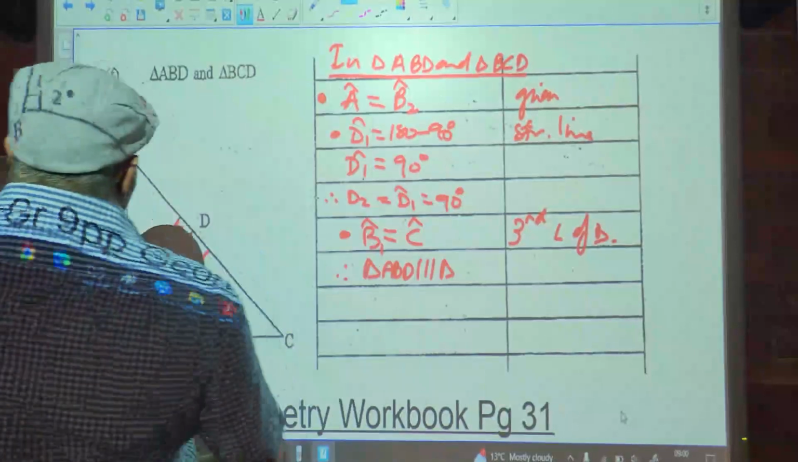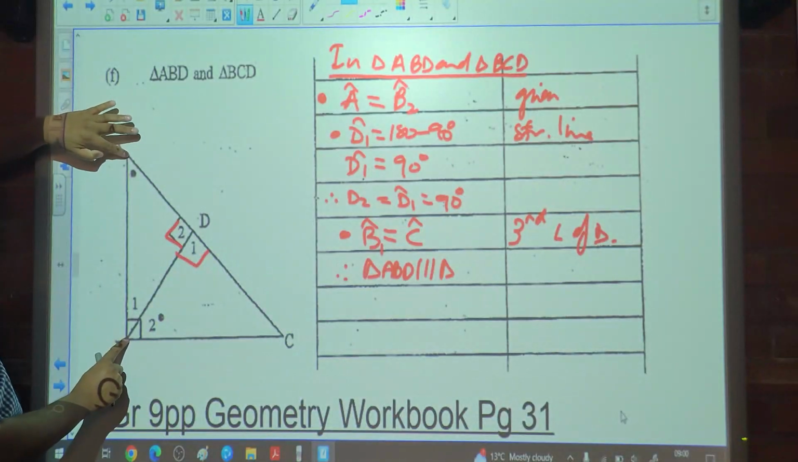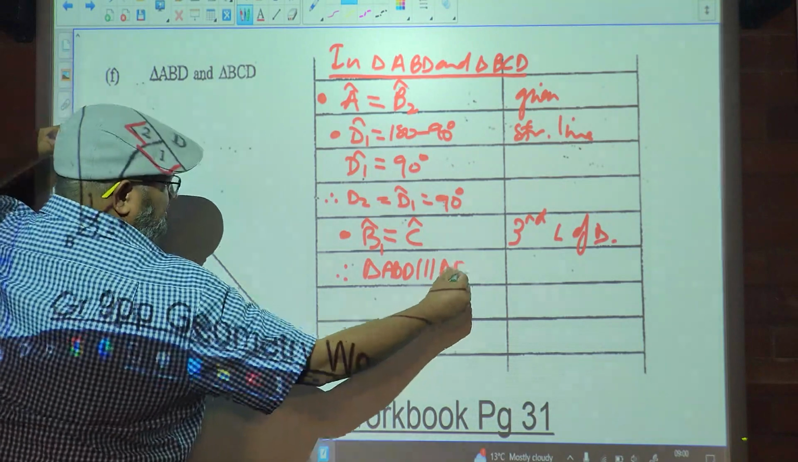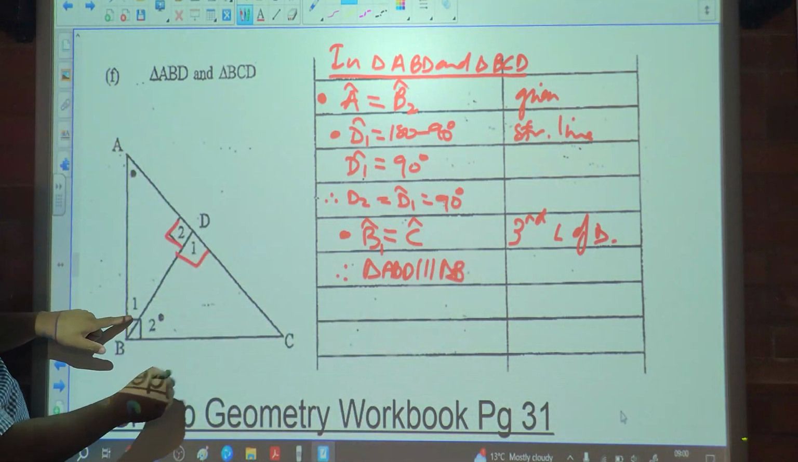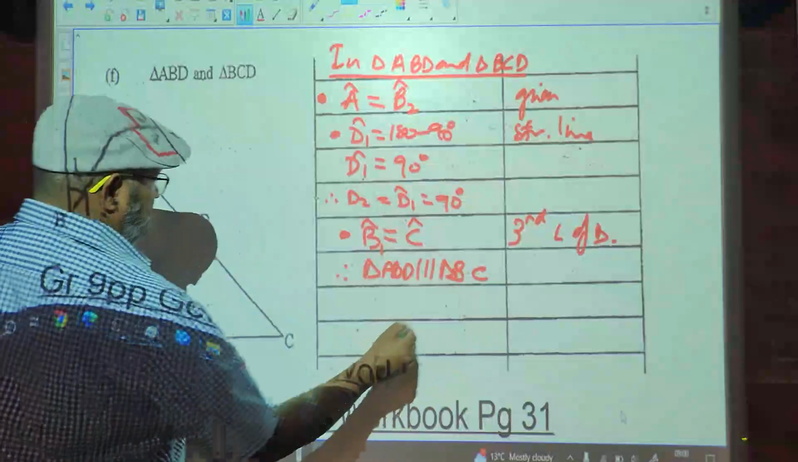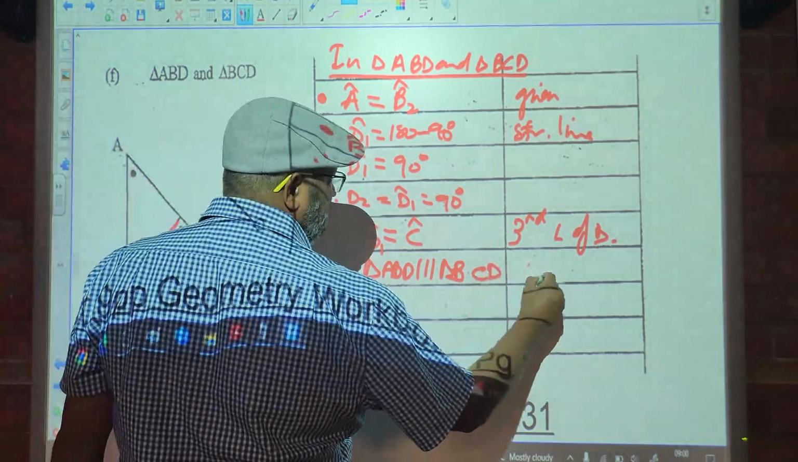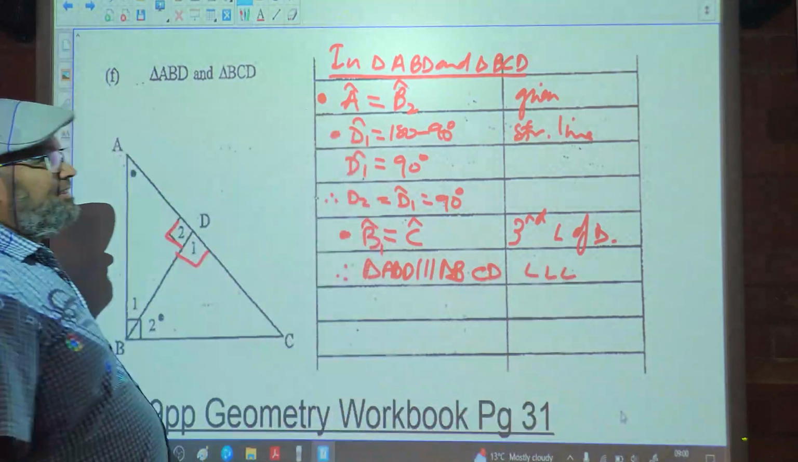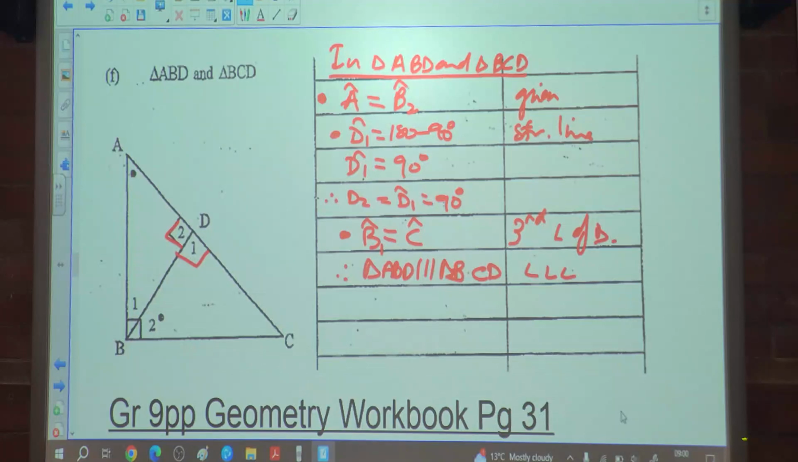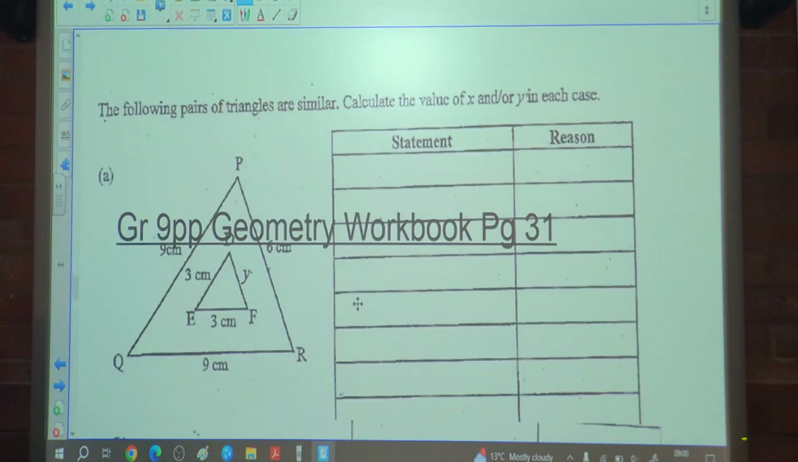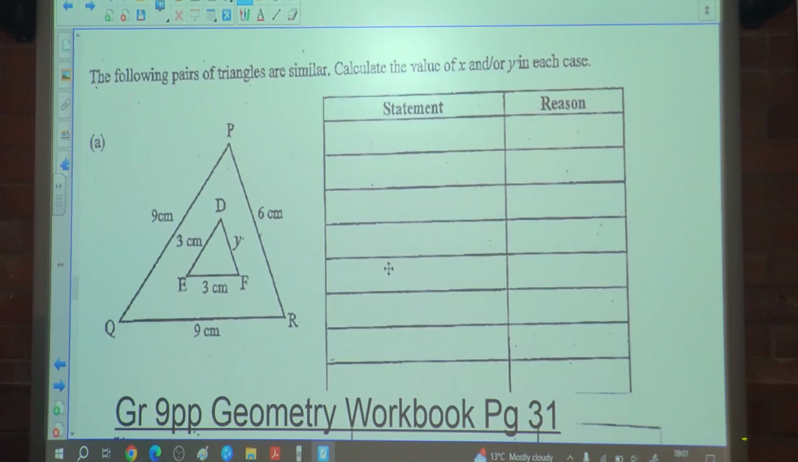So let's go. A corresponded with B. Can you see that? Then B corresponded with C. And then D corresponded with D. What's the case of similarity here? Angle, angle. Okay. Any confusion here? 5 marks and something. Okay. Still on the same page? Right.